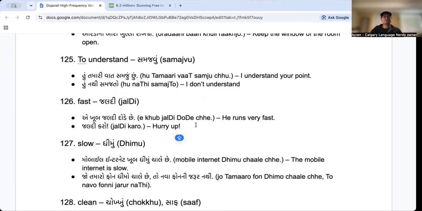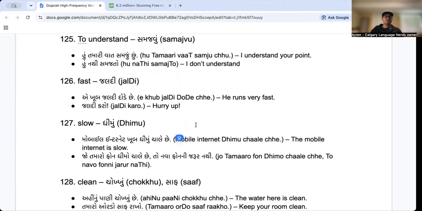The word for fast is jaldi. He or she runs very fast.